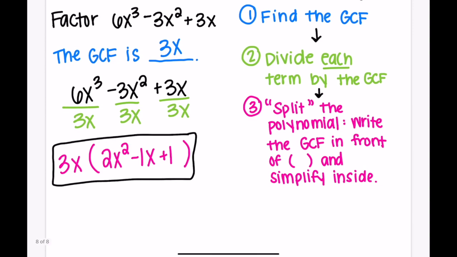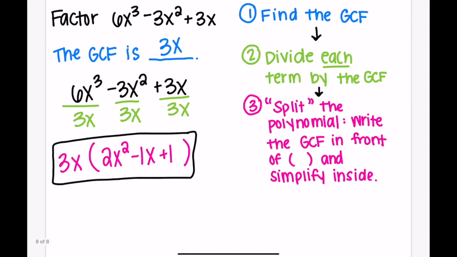Okay, let's multiply this back out to make sure we get what we started with. So 3x times 2x squared. 3 times 2 is 6. X times x squared is x to the third power. Then 3x times -1x. 3 times -1 is -3. X times x is x squared. And then 3x times 1 is just 3x. And that is what we started with.